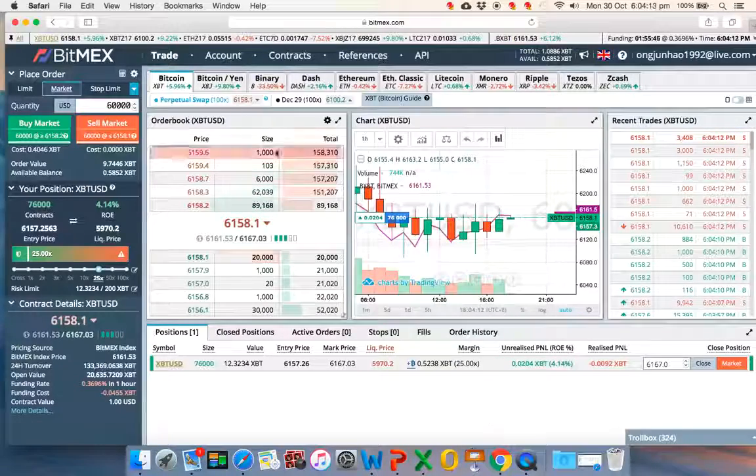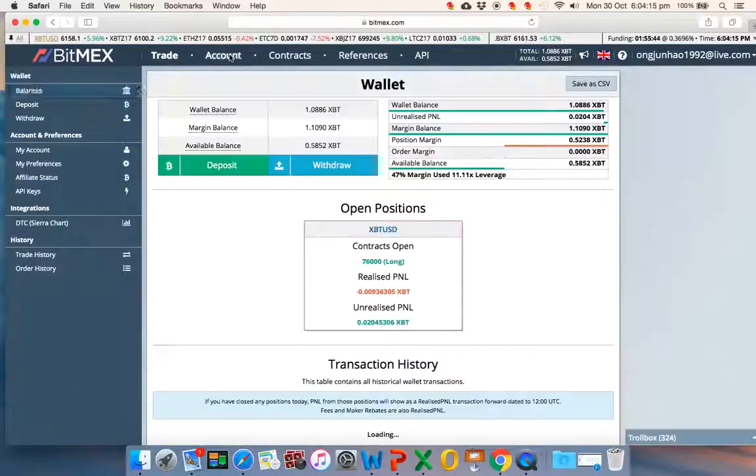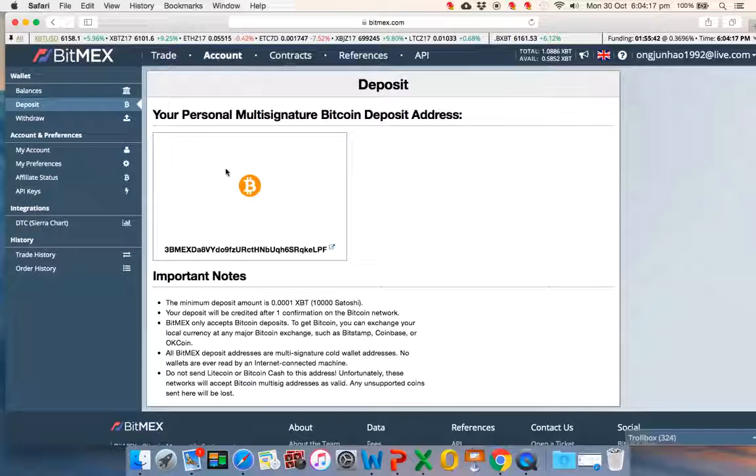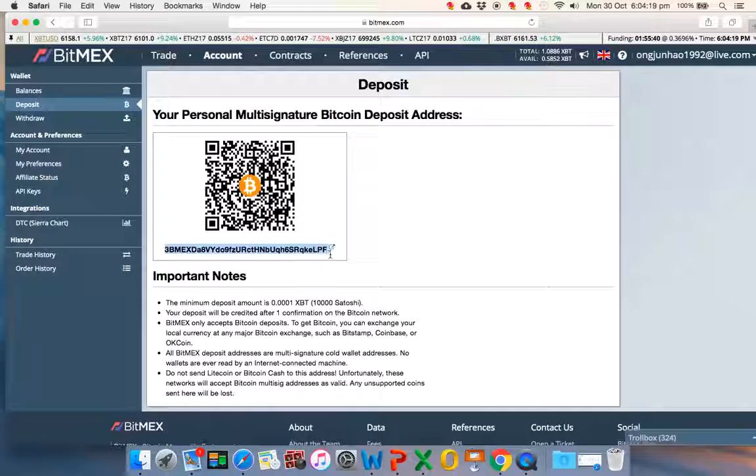So after you create an account, you can go to your account and deposit. You can send your Bitcoin to this address from your Bittrex, Bitstamp, Coinbase, OKCoin, or any other exchange or wallet that you have.